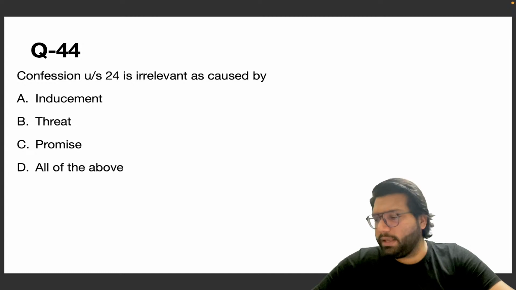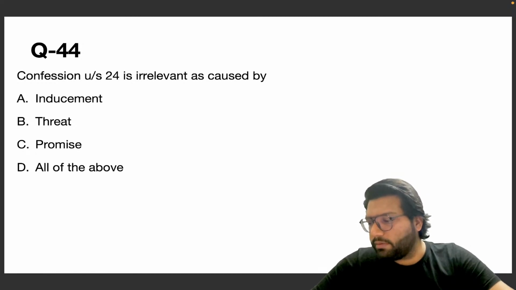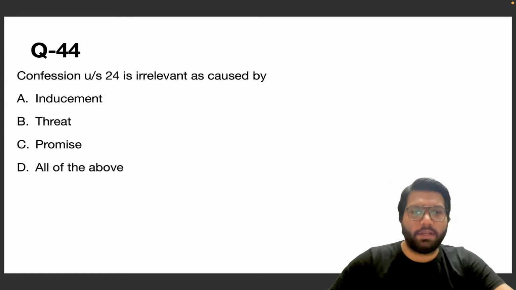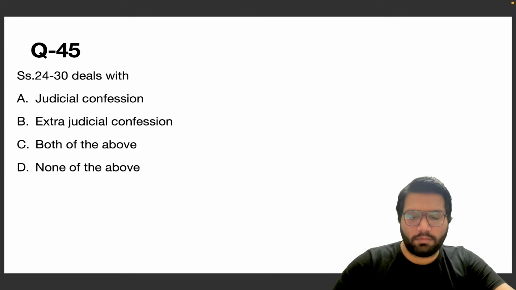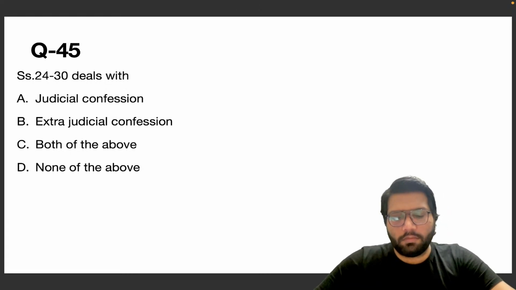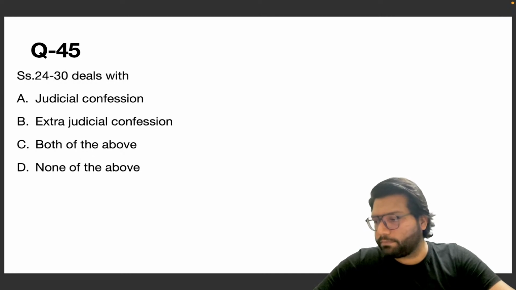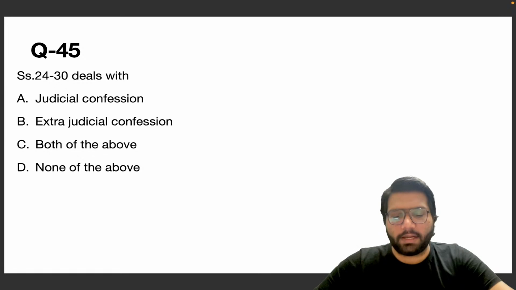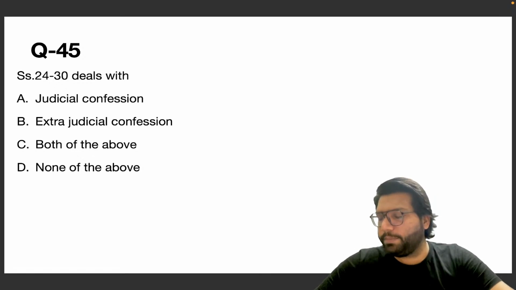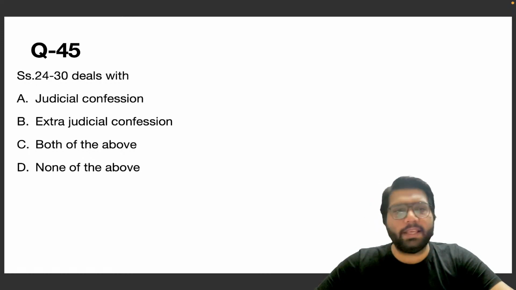First one to answer, Shalini, followed by Samiksha and Amit. D is the correct answer, students. Inducement, threat and promise. First one to answer correctly is Mosami. That is A. A is the correct answer.